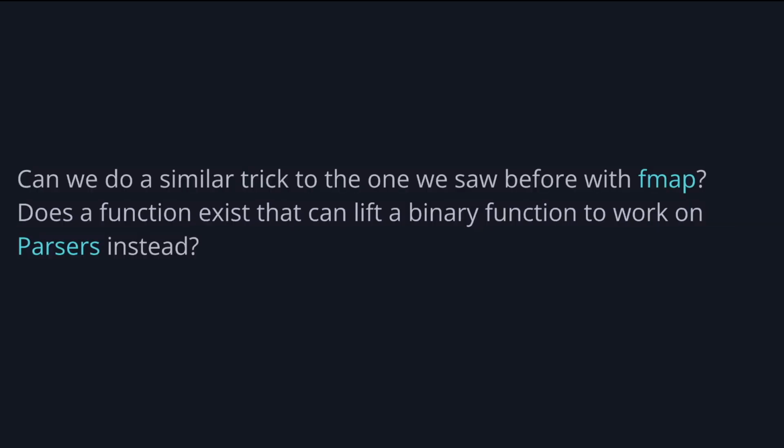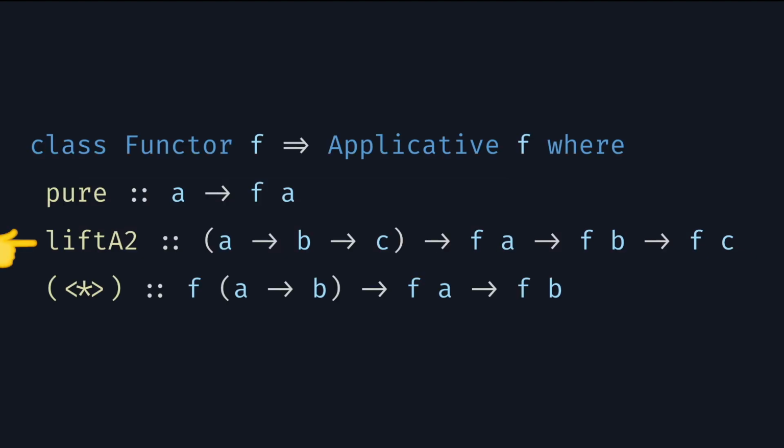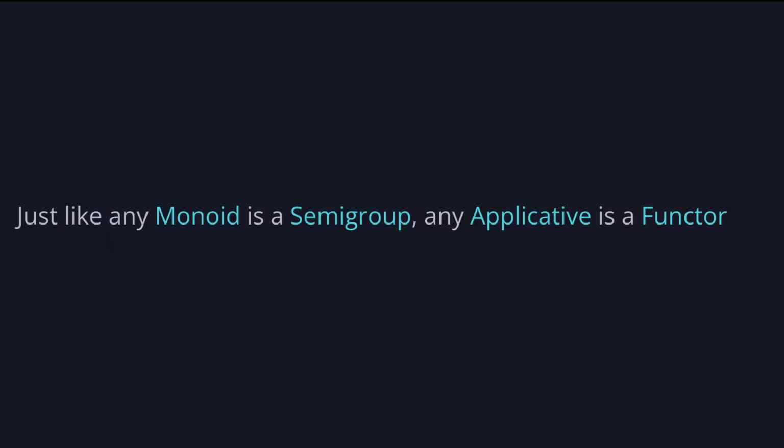Does a function exist that can lift a binary function to work on parsers instead? One with this type signature, the one that goes from a function that takes single input, single output and returns options, to the one that takes two parsers and returns a new parser for options? Yes, and this function is called liftA2, and it's from the applicative type class. Applicative, also known as applicative functor, has three primary functions. Applicative is another very popular type class with many instances. Just like any monoid is a semigroup, any applicative is a functor. This means that any type that wants to implement the applicative interface should also implement the functor interface.